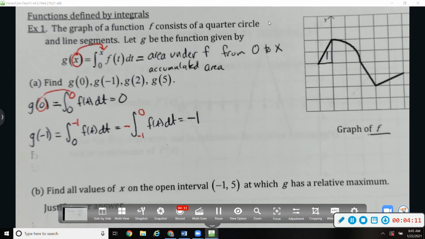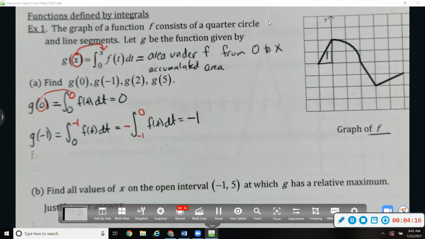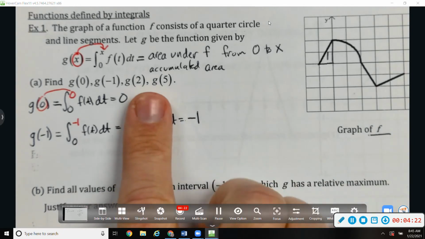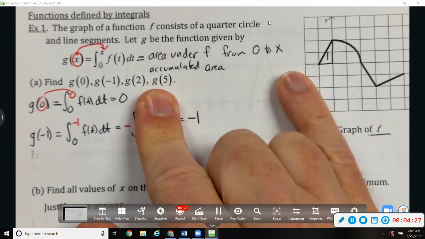Initially, most students start out doing what we did, and showing the flip, because we always want to go left to right. After you do some of these, you maybe don't even write that step down, and you just look at the picture and say, well, the area is 1, but I went backwards, so negative 1.